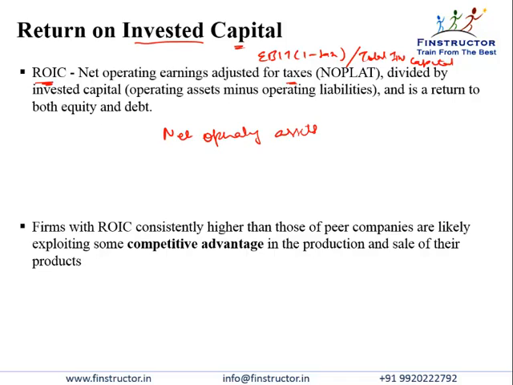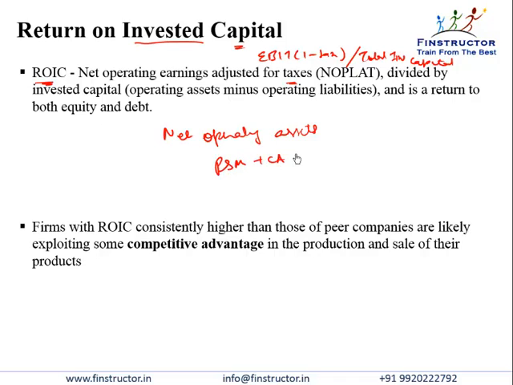So when calculating our operating assets, we exclude cash, because cash is not invested. Income from cash will be reported below EBIT. It will come in other income, just like interest expense. So what is invested capital? It is my plant and machinery.